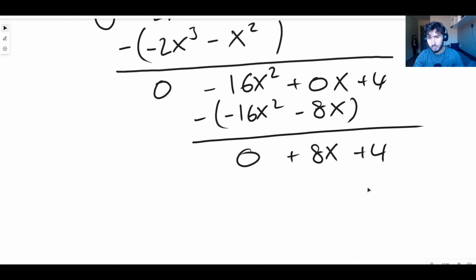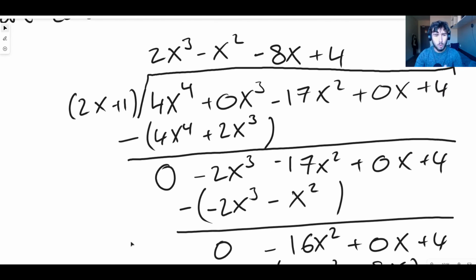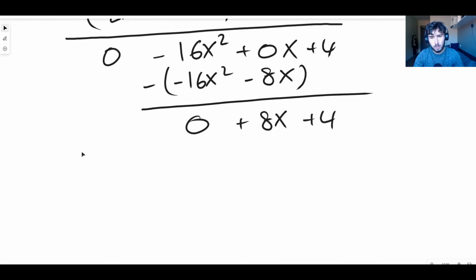Plus 4. We then do 4 times 2x plus 1, just like always. And we take that away. So 4 times 2x, that's 8x. Oh, look at that. They're the same. We're doing it right. And 4 times 1, or 4 times plus 1, is 4. Just like that.